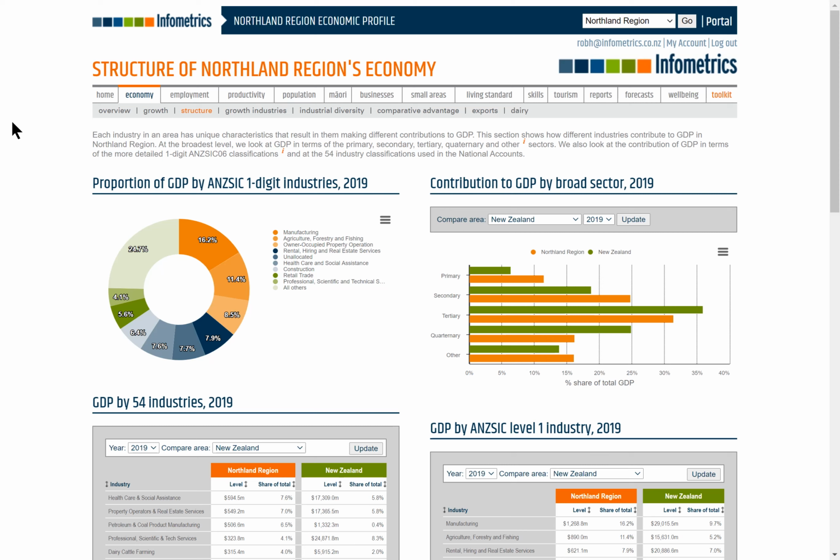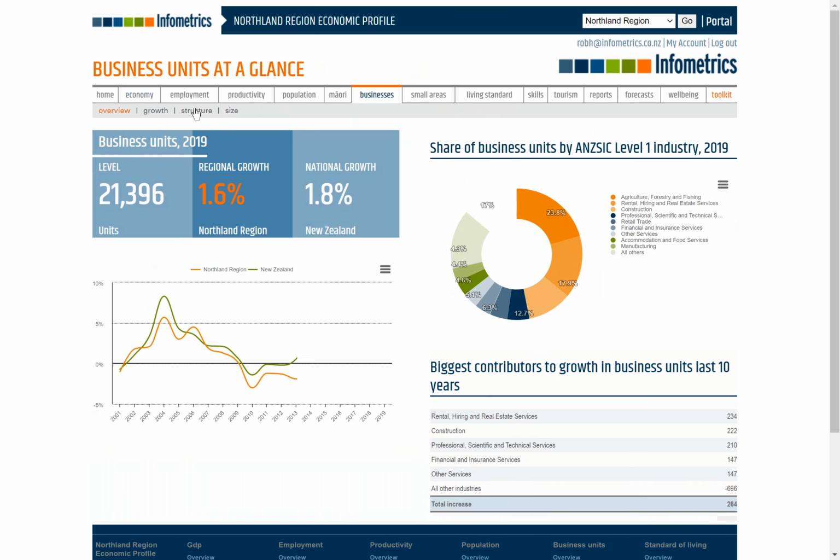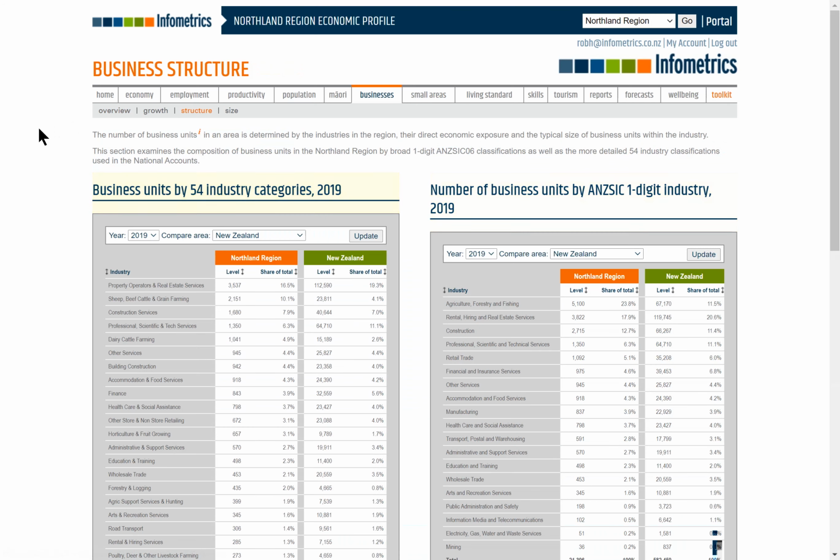You could also look at the makeup of your local economy in terms of the number of businesses in each industry. Click on Businesses and then Structure. The makeup of businesses across industries will be similar to the makeup of employment across industries. But industries that are made up of smaller businesses employing fewer people will make up a larger share in the business profile, whereas industries that are made up of larger businesses employing more people will make up a larger share in the employment profile. Let's look at the occupation makeup of your local economy now.